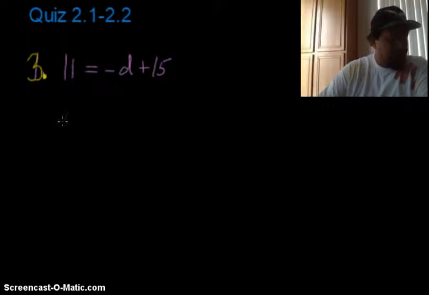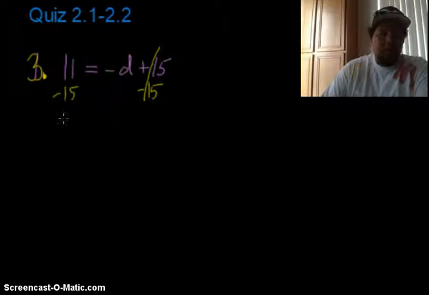Alright, so number 3, to solve this two-step equation, we're going to eliminate the 15 first by subtracting 15 from both sides to get that taken away. So we got -4 equals -d.